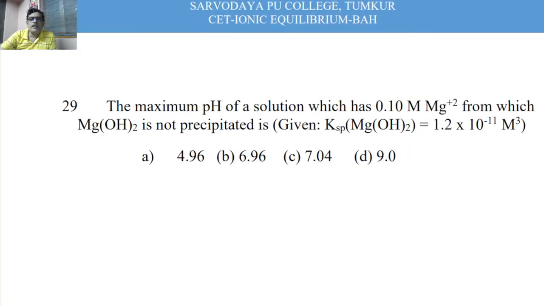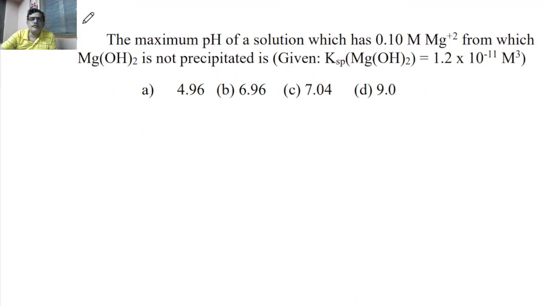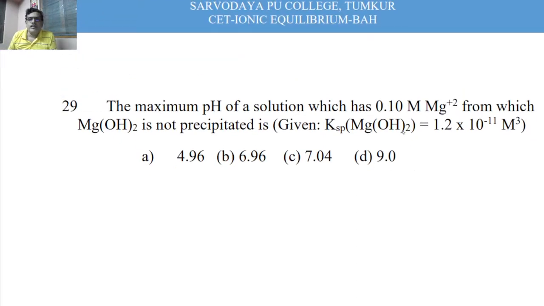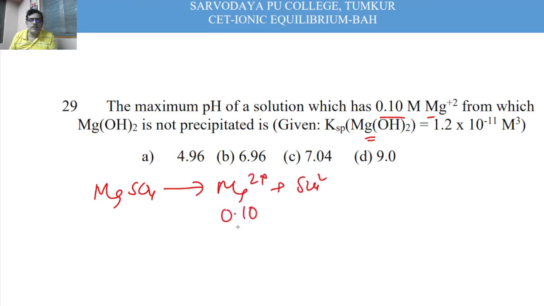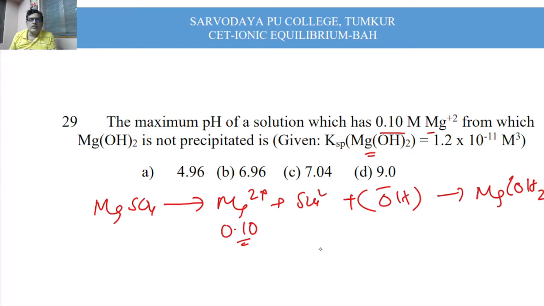The maximum pH value from which 0.10 molar magnesium is not precipitated. Magnesium hydroxide is given. So it is something like, say, you have magnesium sulfate which is soluble in water. Magnesium ion concentration is 0.10. So you are going to add a little amount of hydroxide like sodium hydroxide. Then it should be precipitated as magnesium hydroxide. So that is the concept given here. So what is the minimum pH of the solution?